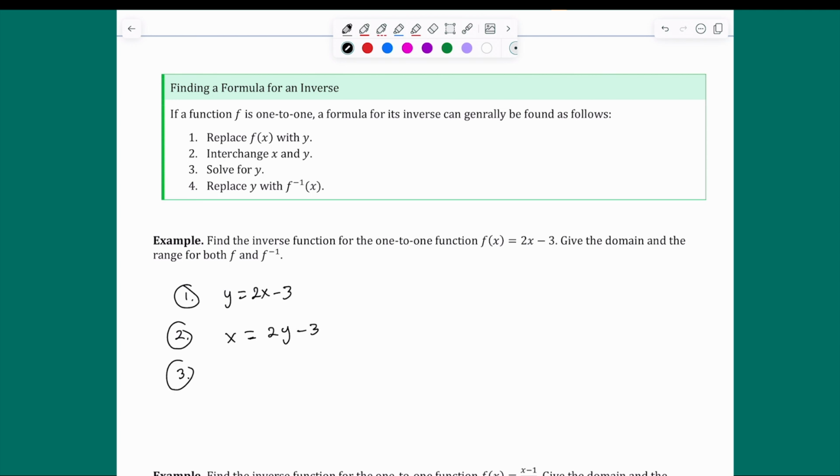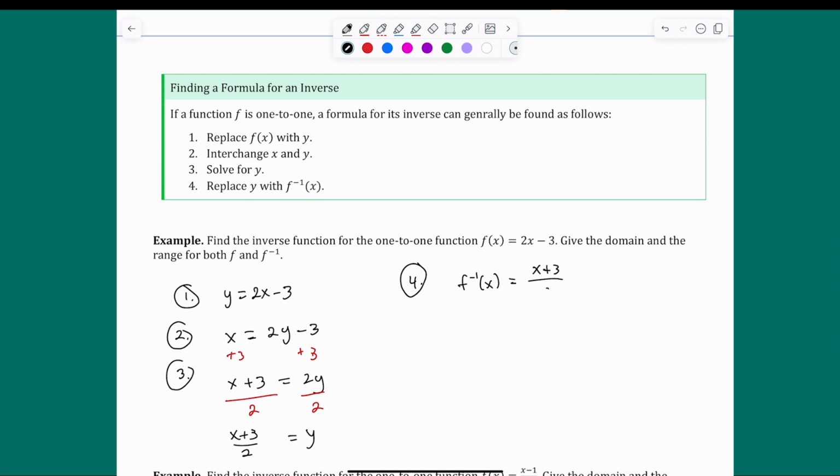Step 3, solve for y. So I would add 3 on both sides, and then that would give me x plus 3 on the left, 2y on the right. Then I would divide both sides of this equation by 2, which gives me y equals x plus 3 over 2. All right, and then step 4 is replace y with f inverse. So f inverse of x is equal to x plus 3 over 2.